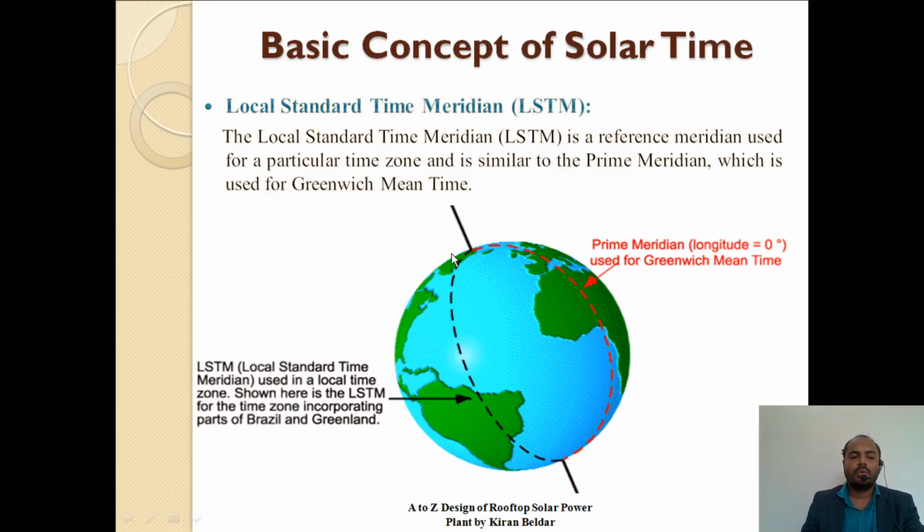But when we want to know the local standard time line at a particular longitude, the concept we are using is the local standard time meridian. The LSTM is the local standard time meridian used in a local time zone. Shown here is the LSTM for a time zone incorporating parts of Brazil and Greenland.